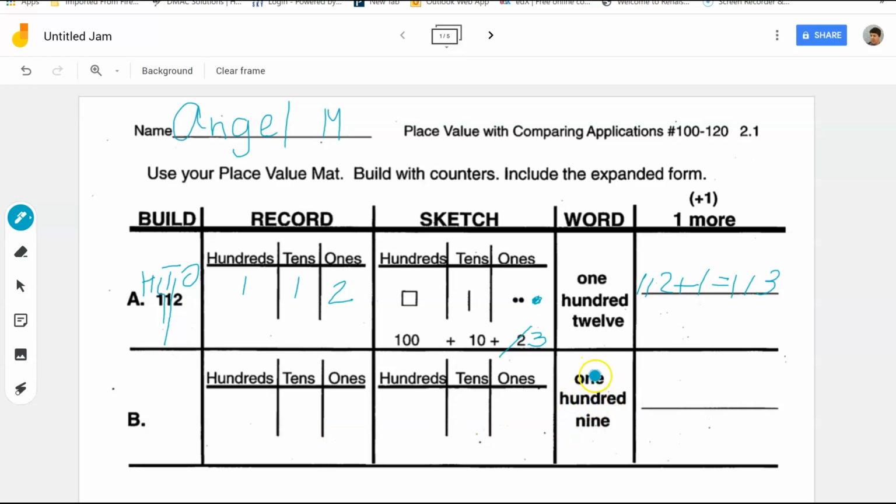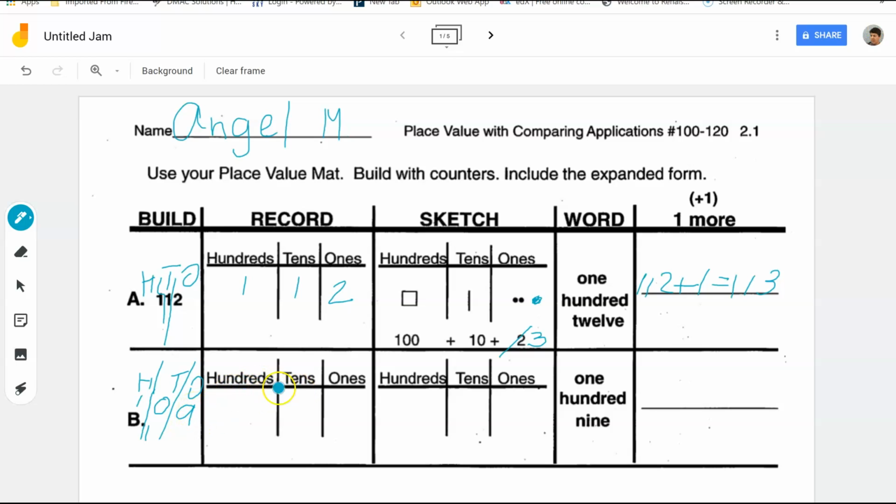Okay? So we're gonna start 109. How do we write 109? So we start by doing our hundreds, tens, and ones. So how many hundreds in 109? 100. How many tens in 109? We don't have any tens. And how many ones? We have 9 ones.